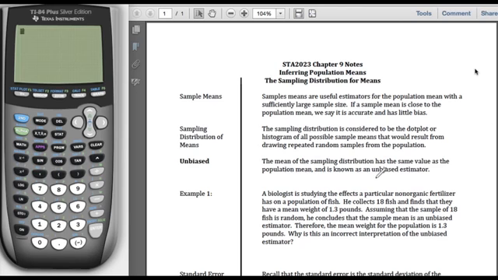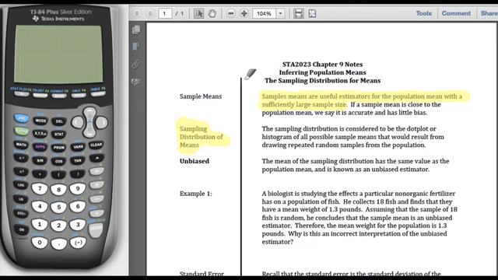Moving on in Chapter 9, we're going to discuss the sampling distribution for means in this video. In the previous video, we discussed that sample means are going to be used to infer about the population mean, but we do need a sufficiently large sample size. If a sample mean is close to the population mean, we can say that it's accurate and that it has little bias. The sampling distribution is an important concept that we've already discussed back in Chapter 7 and Chapter 8.